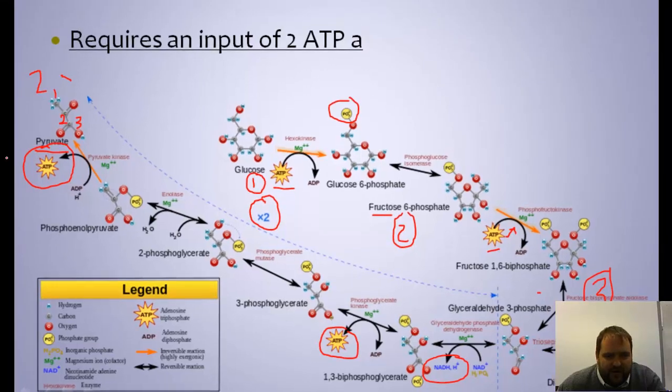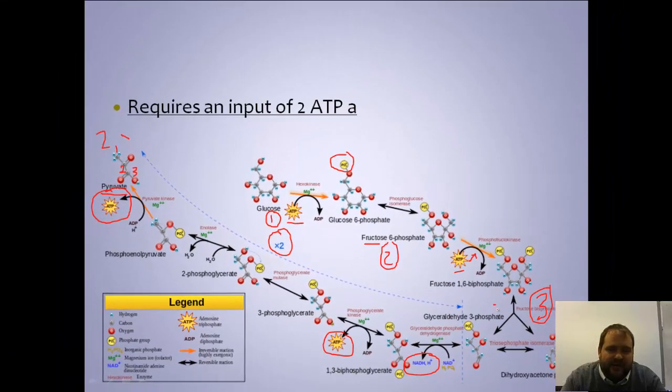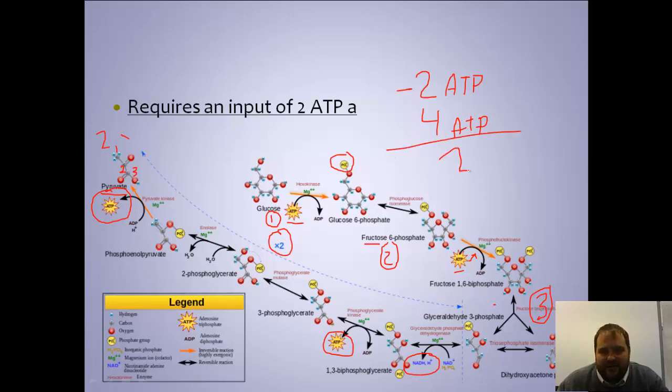So we make a total of 4 ATP and 2 NADH, but we had to spend 2 ATP. Does that make sense? So we had an input of 2 ATP. 2 ATP went in. So we're basically minus 2 ATP, but we gained 4 ATP, which means we have a net of 2 ATP created. A net of 2 ATP created. So it also produces some NADH.